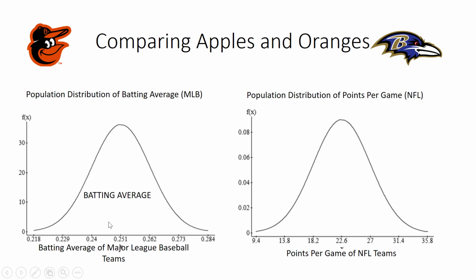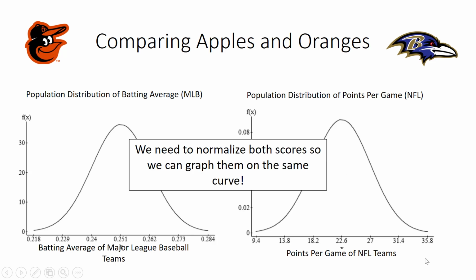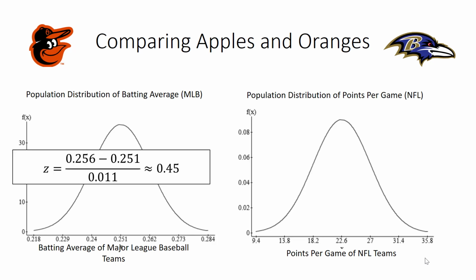And if we were to graph them on a normal curve, the batting average normal curve would look like this, with a mean in the middle and then the standard deviations to the left and right. And the Ravens normal curve would look, again, completely different, where we're graphing points per game. So the problem here is that we are graphing completely different things, and until we normalize both scores, we can't compare them. And the way to normalize both scores, as I mentioned earlier, is to use a z-score.